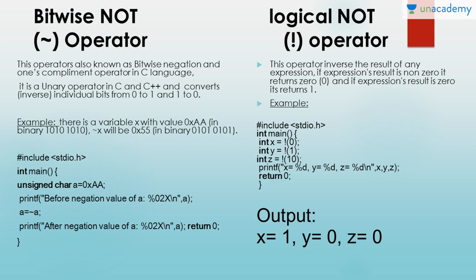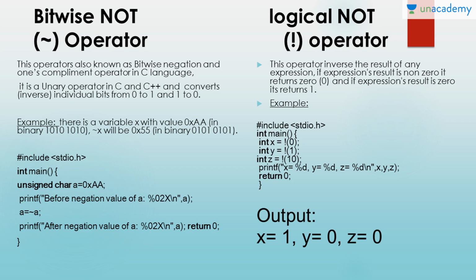So next we learn about the bitwise NOT operator and the logical NOT operator. The bitwise NOT operator is also known as bitwise negation and the one's complement operator in C language. It is a unary operator in C and C++. What it does, like an inverse, is convert the individual bits from 0 to 1 and 1 to 0. It is just the complement, converting 0 to 1 and 1 to 0.